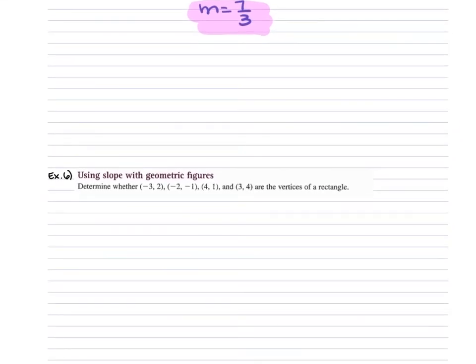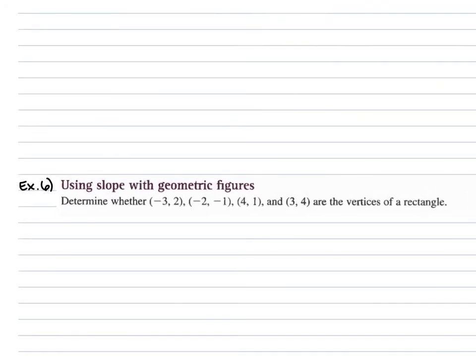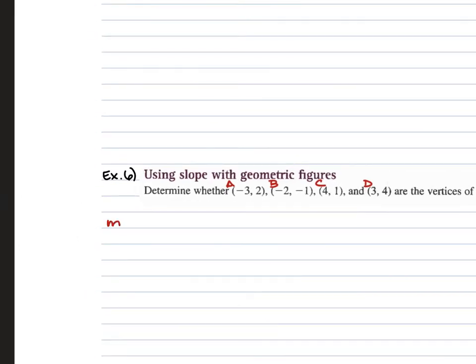For example 6, we have to determine whether negative 3, 2, negative 2, negative 1, 4, 1, and 3, 4 are vertices of a rectangle. So we can label this first point A, second can be B, then C, then D. We're going to find the slope of all of these. So we're first going to find the slope of AB. So we're going to do negative 1 minus 2 over negative 2 minus negative 3. This gives us negative 3 over 1. So that's negative 3.